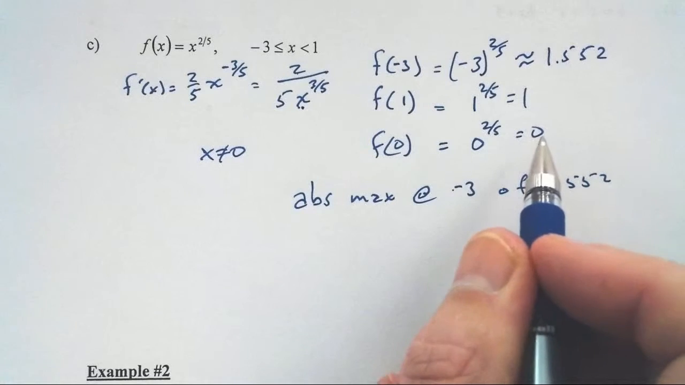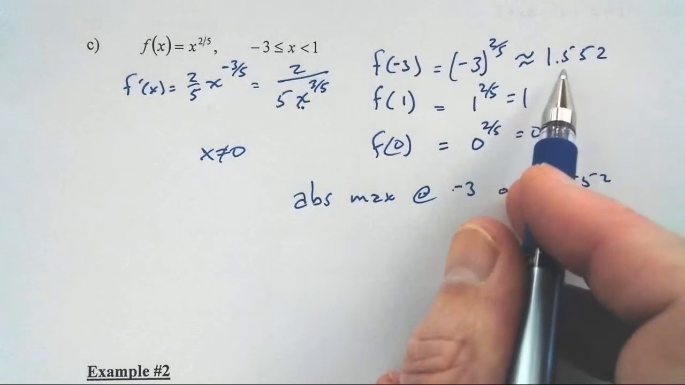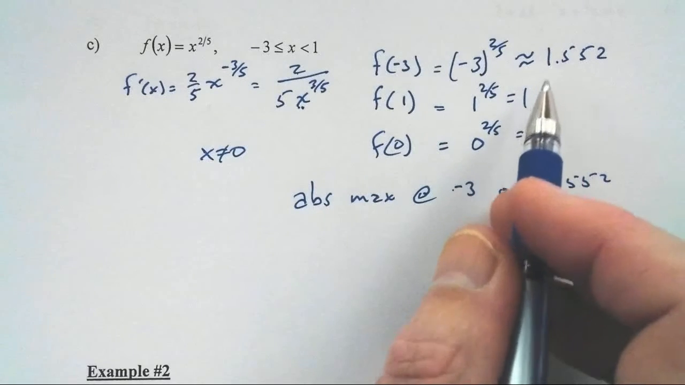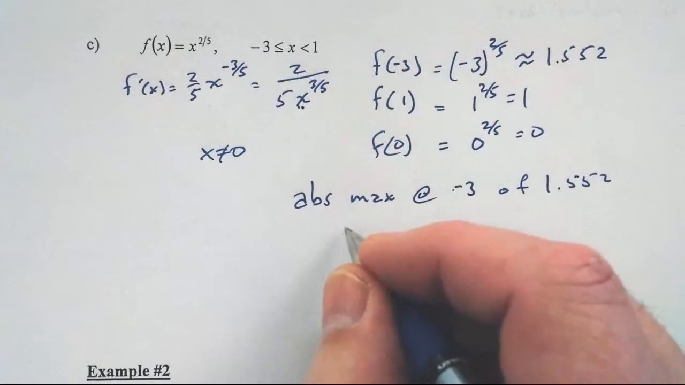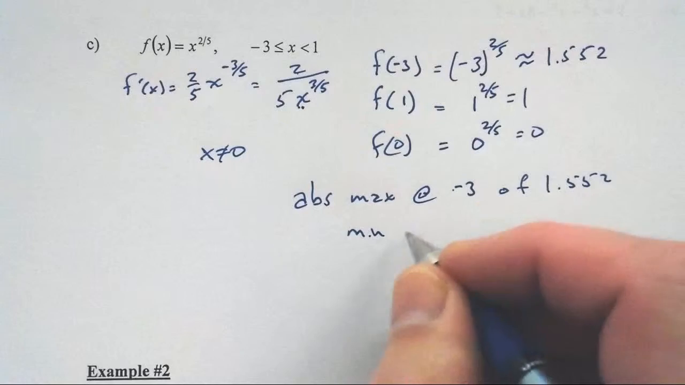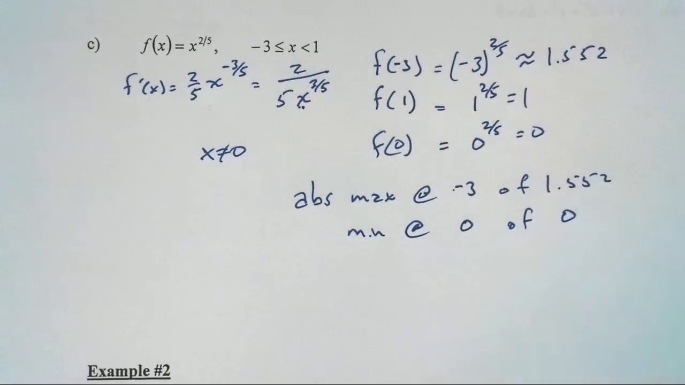Okay. Now, if this 0 was somewhere between 1 and 1.552, it's neither an absolute maximum or minimum, but it could be a relative max or min. But in this case, it's an absolute and a relative min. We have a minimum at 0 of 0.